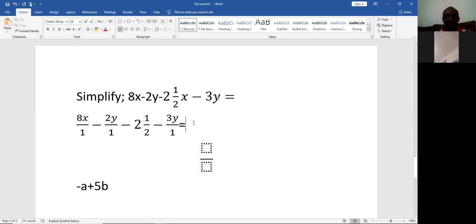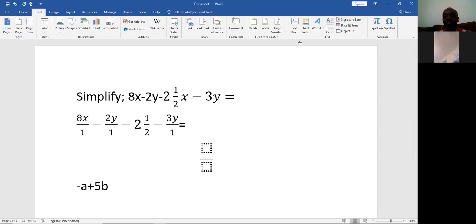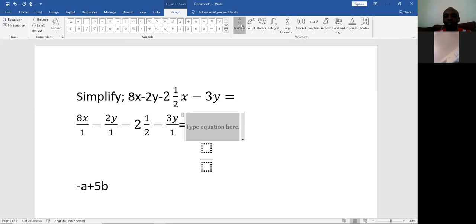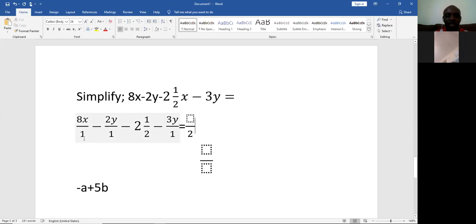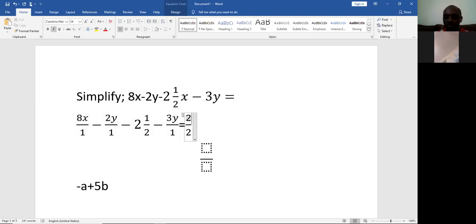So I can come here now, and then I can insert my working space where I'm going to do my working. Okay, so I can say the LCM of 1, 1, 2 and 1 is 2. So you start by finding the LCM, which is 2. And then you say 2 divided by 1, 2 times 8x. So you're going to have 2, and then you open this bracket here. Here you're going 2 times 8x. You're going to get an answer here. And then 2 divided by 1, you get 2.